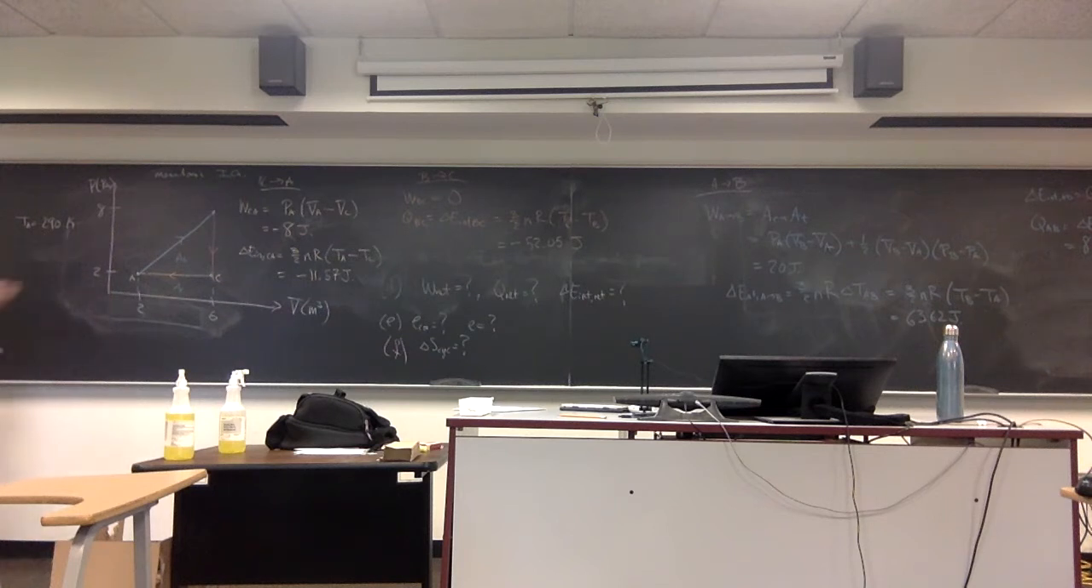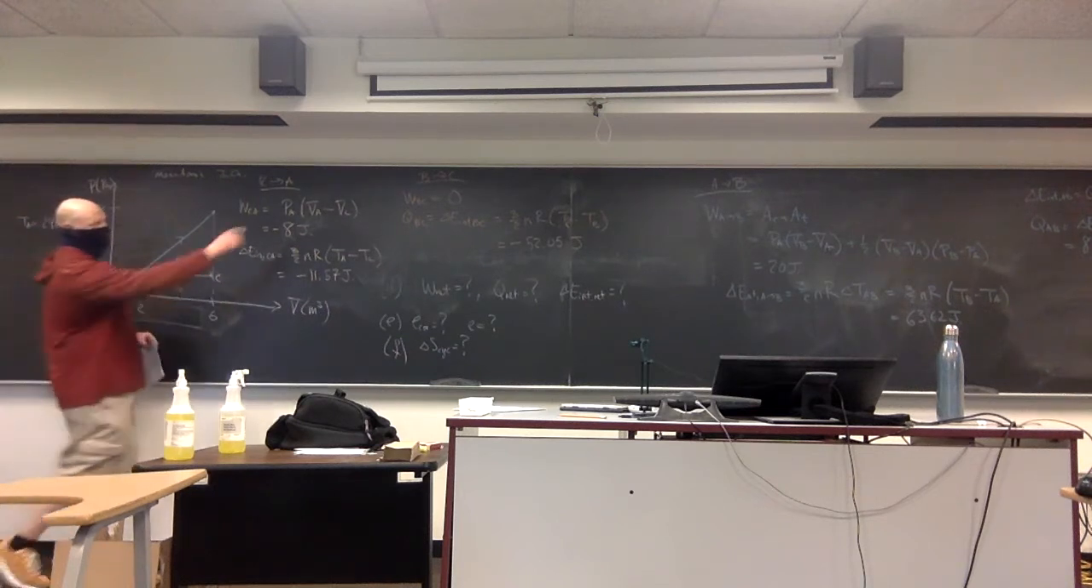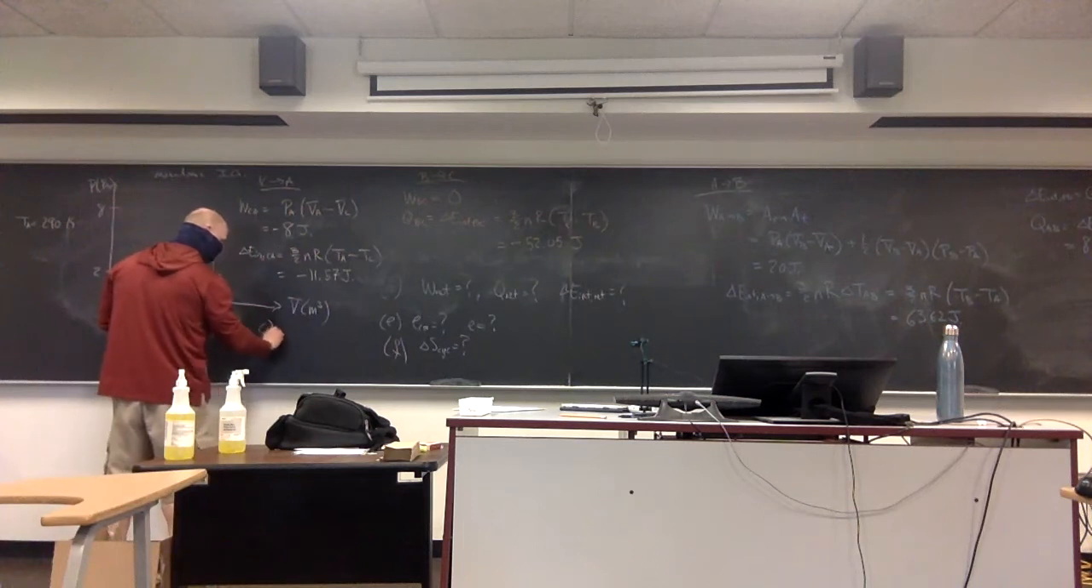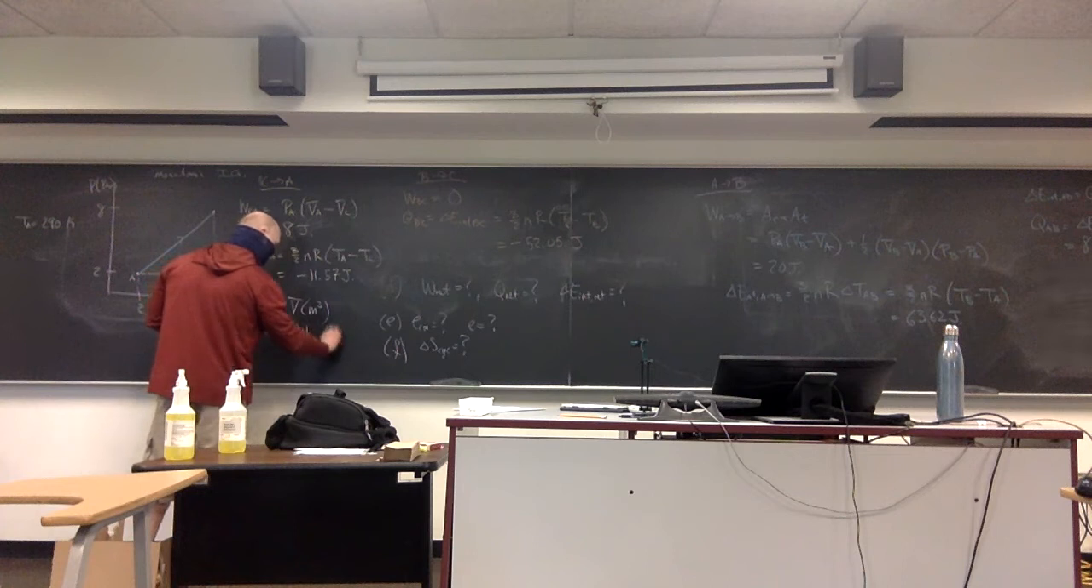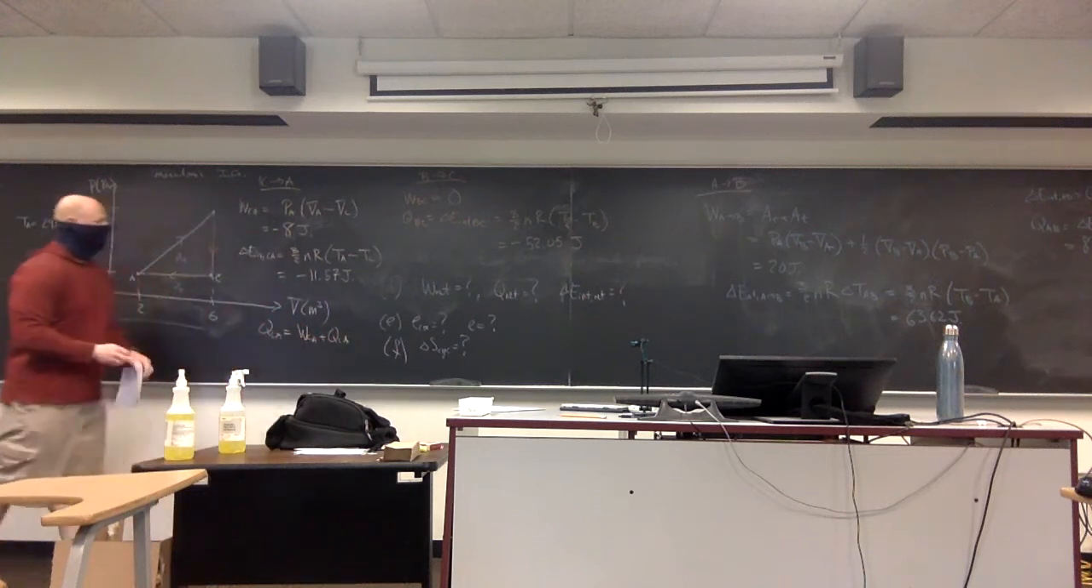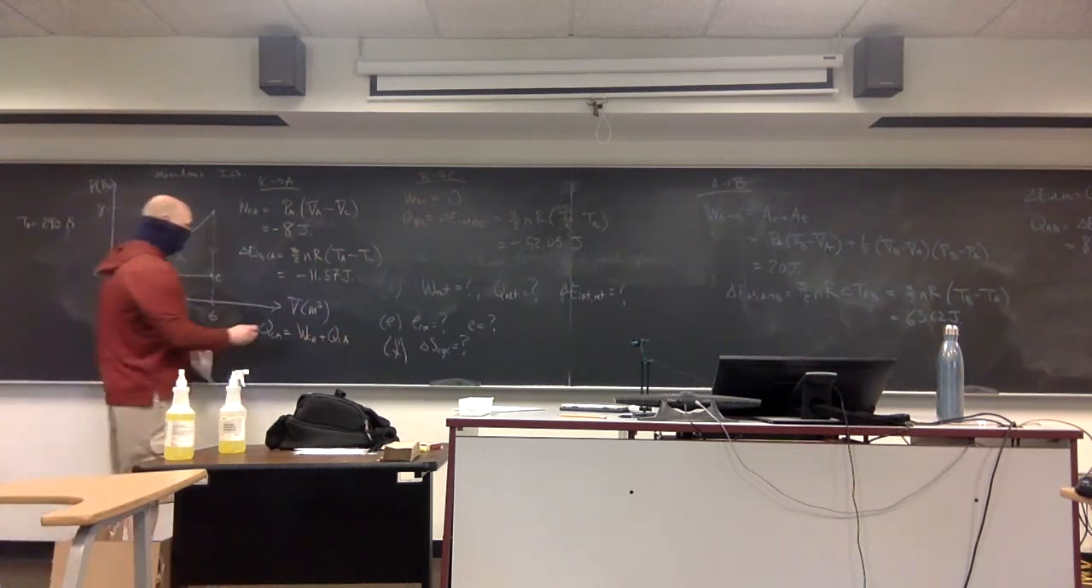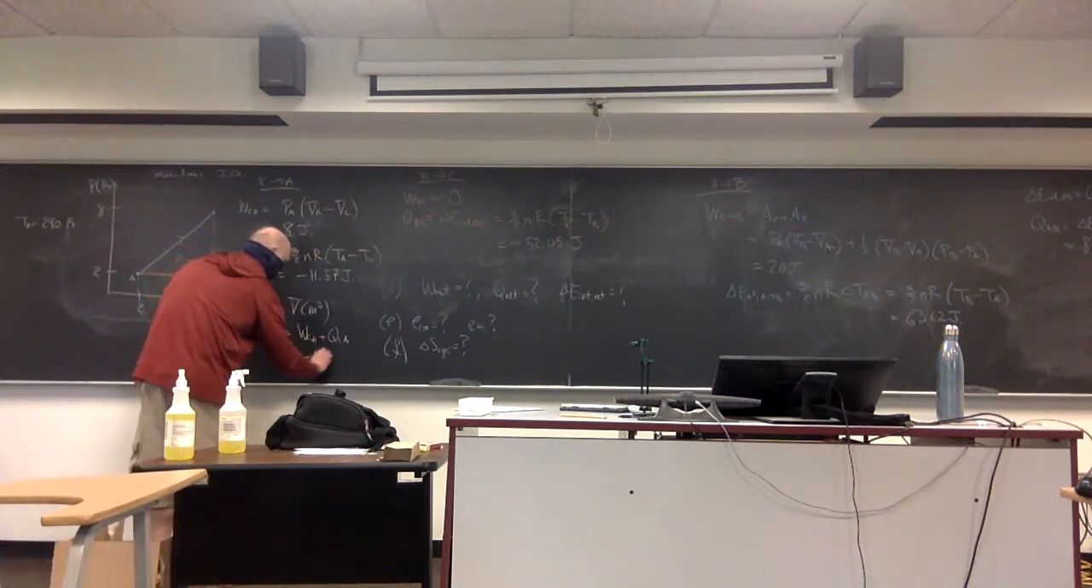Finally, from the first law, using what we did over here, we know the heat going from C to A is going to be equal to the work going from C to A plus the change in internal energy going from C to A. So in this case, I'm simply going to add these two numbers together. So this is going to give me a minus 19.57 joules.